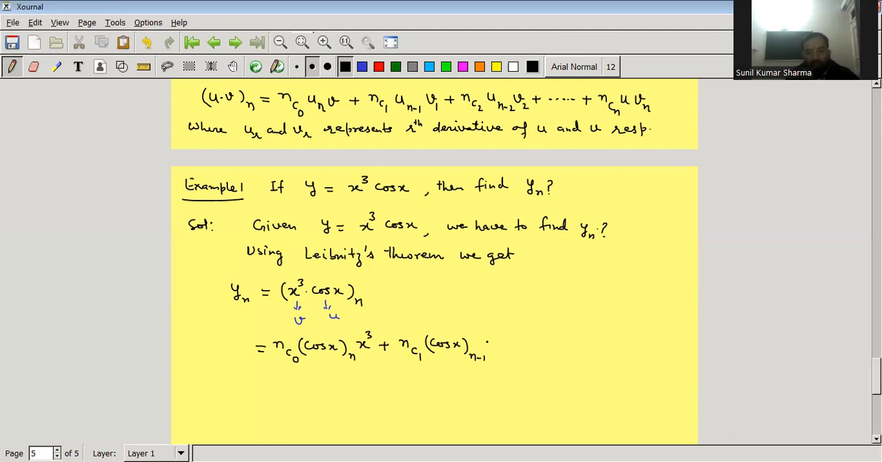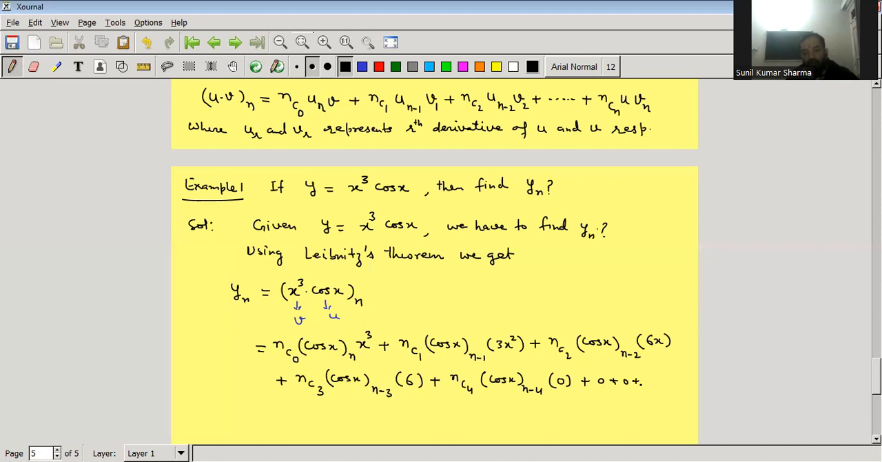Now x cube, the derivative of x cube is 3x square, plus nC2 cos x (n minus 2)-th derivative into the derivative of 3x square, that is 6x, plus nC3 cos x (n minus 3)-th derivative into the derivative of 6x, which is 6, plus nC4 cos x (n minus 4)-th derivative and the derivative of 6 is 0. After that, all the other terms are 0.